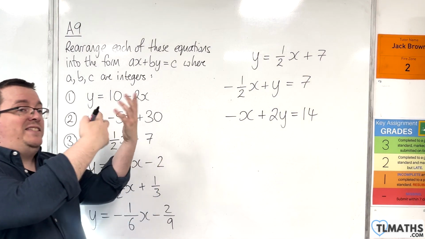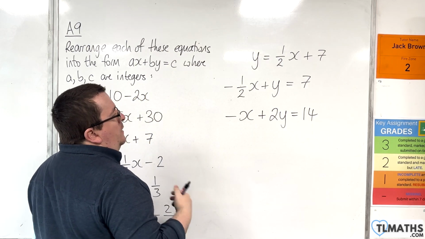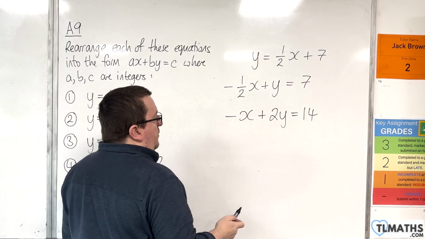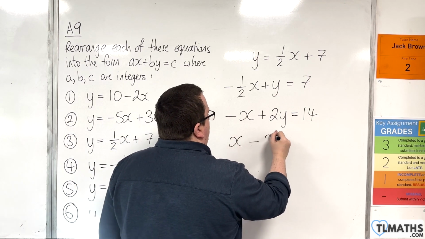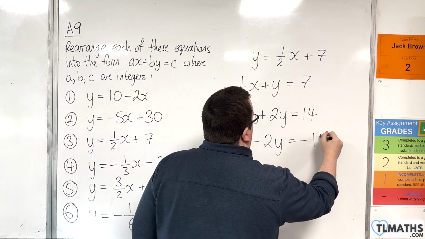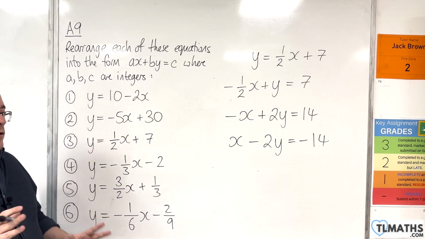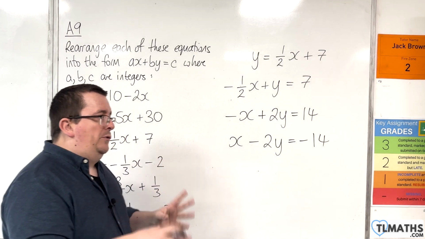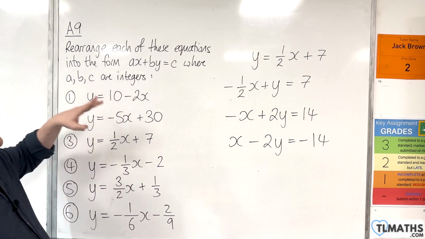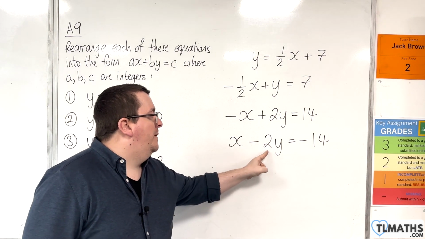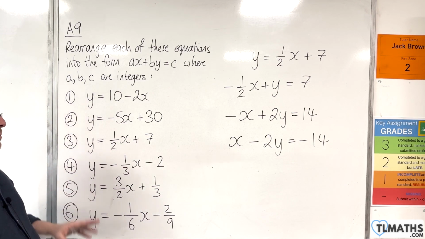If, for aesthetic reasons, you don't like there being a minus x there, you could always multiply the equation through by minus 1, and then you'll get positive x, take away 2y equals minus 14. Multiplying through by minus 1 does not change the equation at any point, okay? It's still the same equation, it's just in a slightly different format, and it does still fit the bill, because a is 1, b is minus 2, c is minus 14, they're all integers. Okay, so that is perfectly fine.